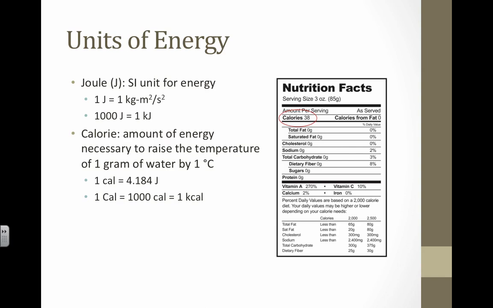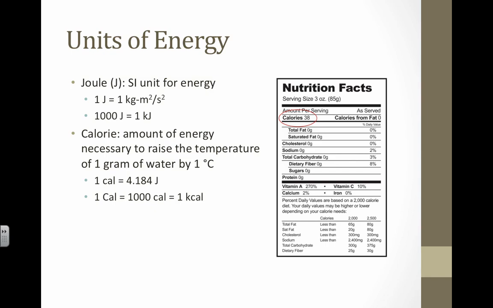There are a couple of units of energy to be aware of. One we'll be using quite a bit is the joule. It is the SI unit for energy. Joules is related to our Newtonian units in terms of force and acceleration and mass. But instead of using kilogram meter squared over second squared, we use joule as our unit. And remember that because it's an SI unit, we can apply prefixes to it as well. So 1 kilojoule equals 1,000 joules.